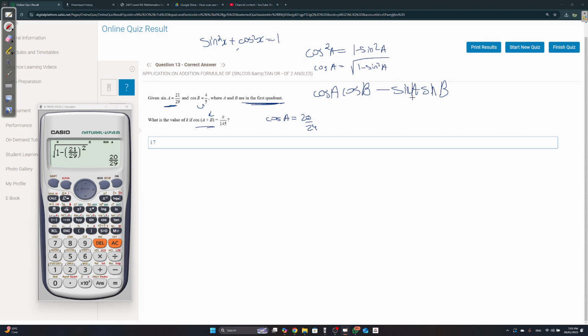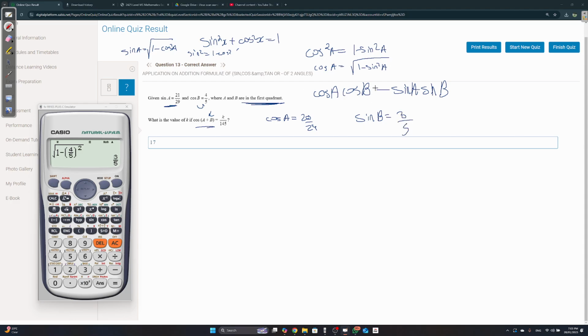How about sine B? I need sine B, right? How do I find sine B? Using the same method. Sine squared would be equal to 1 minus cosine squared. So sine would just be equal to the square root of 1 minus cosine squared. Let's do it on our calculator. Square root of 1 minus cosine squared, in brackets, cosine here is 4 over 5. So let's square it. You're going to get 3 over 5. So sine B now is equal to 3 over 5.